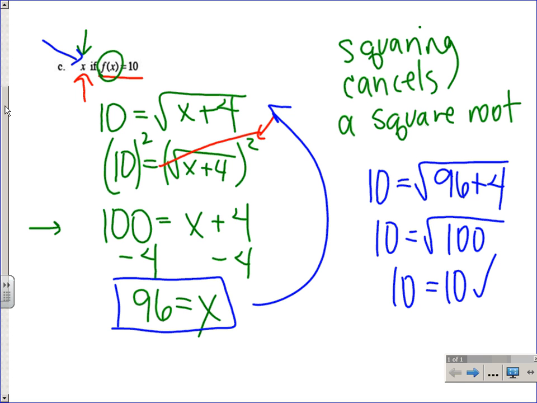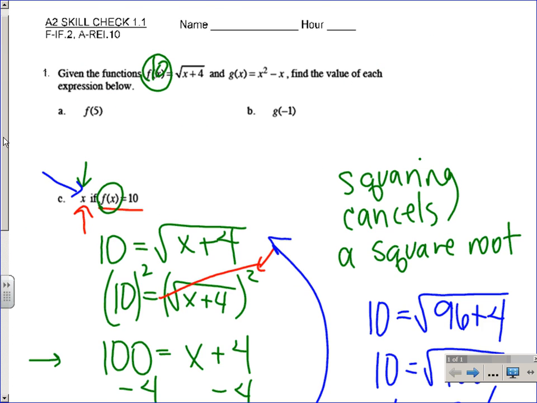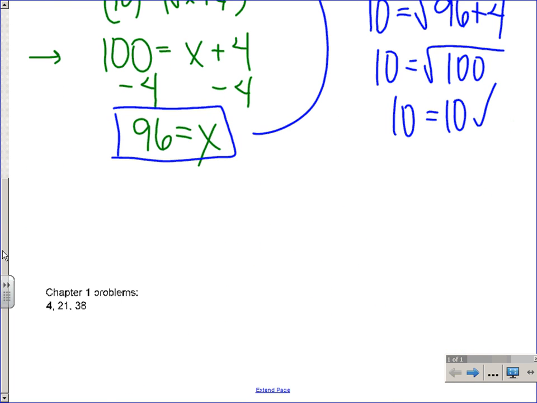You need to do the problems on the bottom, on the back side. So if you scroll down to the bottom of the sheet, these are the problems you're going to do on the back of your skills check and turn back into Hennessy.